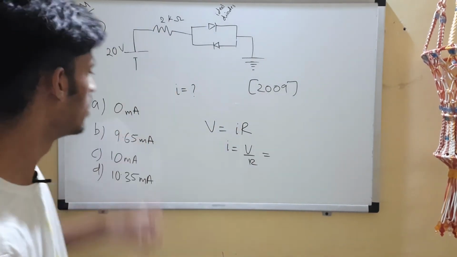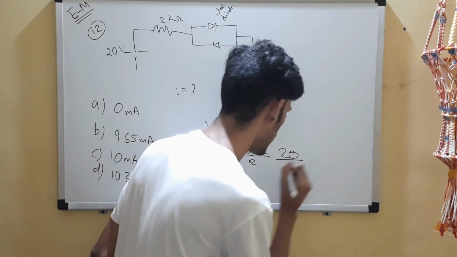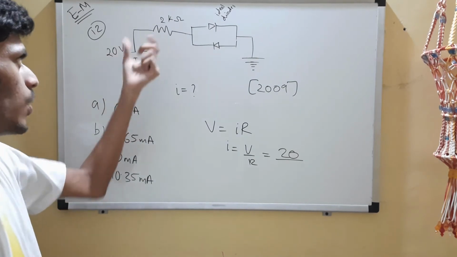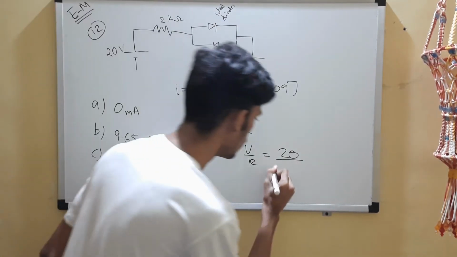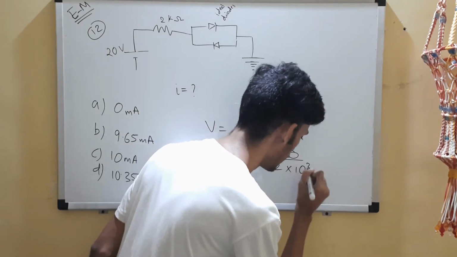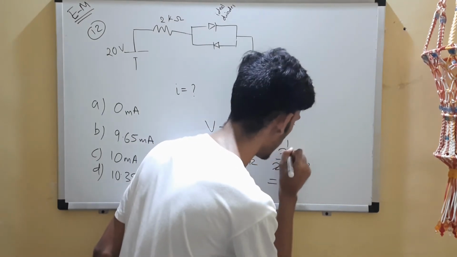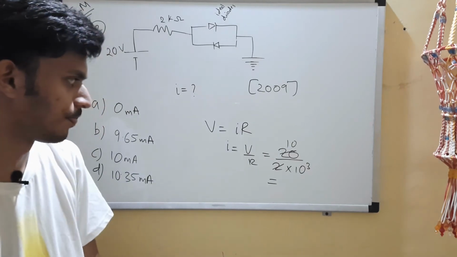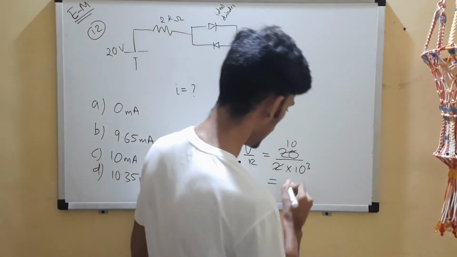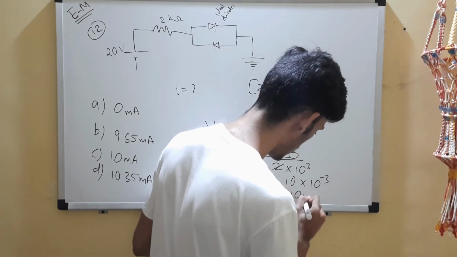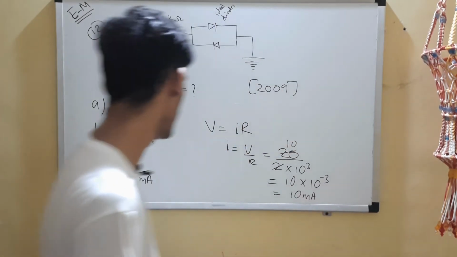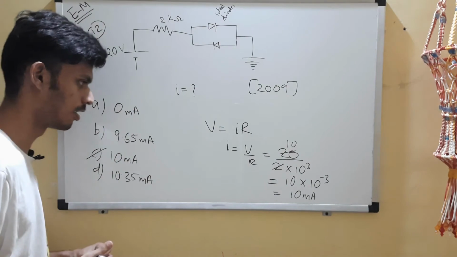The potential is 20, and this entire potential 20 is going to drop across that resistance R, which is 2 into 10 to the power 3. So this and this will get cancelled, 10, and again that will be 10 into 10 to the power minus 3, right? So that will give us 10 milliampere. So 10 milliampere is the correct choice over here.